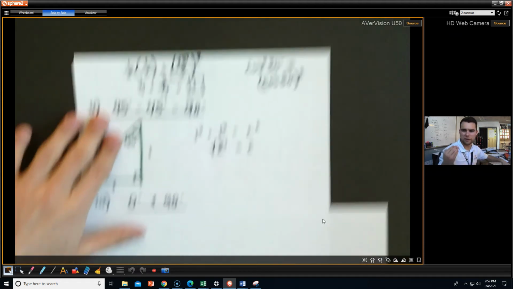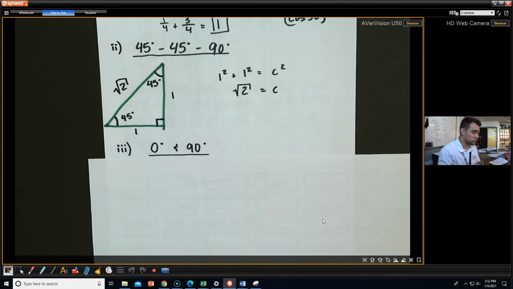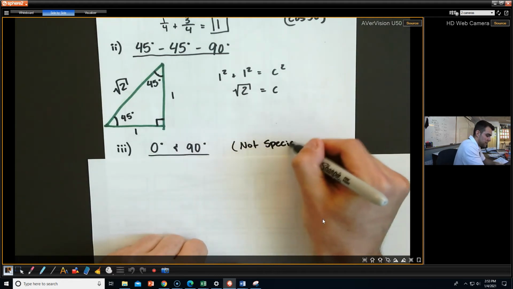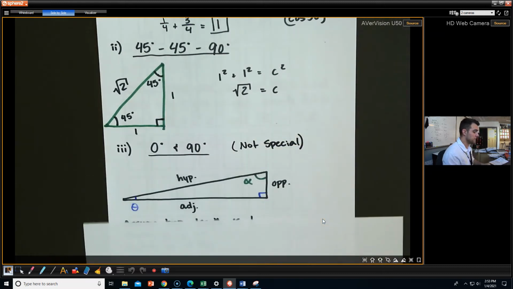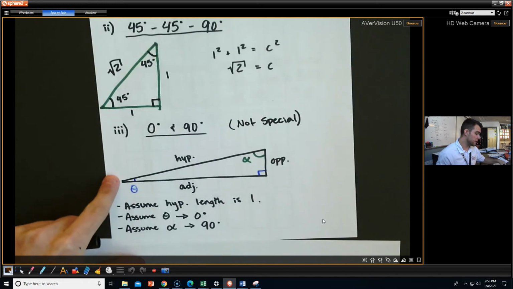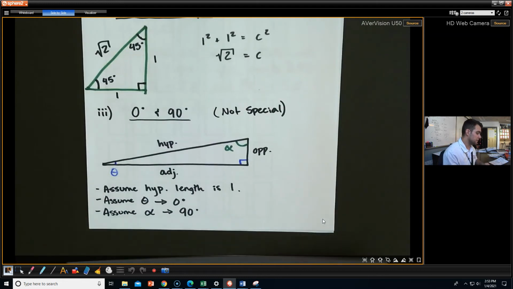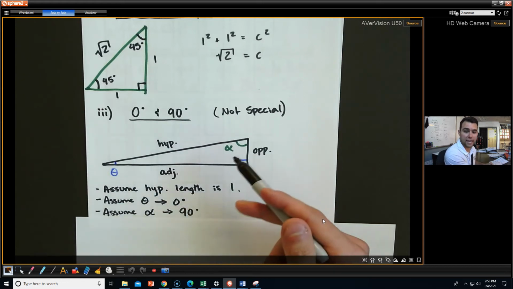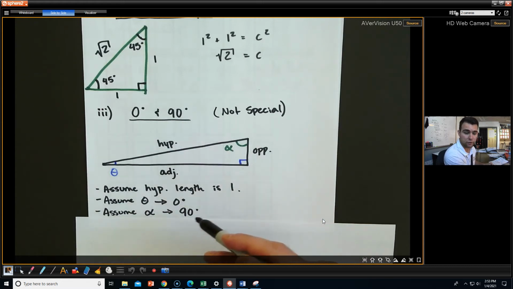We'll call this our third case. It's not a special triangle. I'm going to say not special, although if you really want to make it special, you're allowed to, but it's not really a triangle. This is more of a thought experiment, but it's still going to be handy. So let's assume for a second that the hypotenuse is just a length of 1. Let's also assume that this angle theta right here is going to 0 degrees. It doesn't equal 0, it's going to 0 degrees, and this angle alpha is going to 90 degrees.